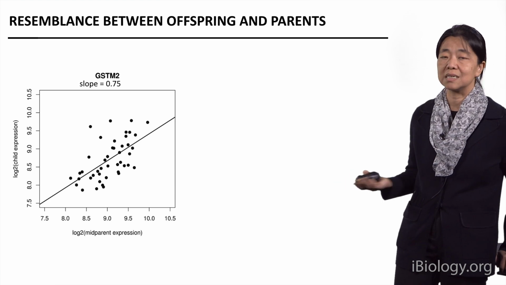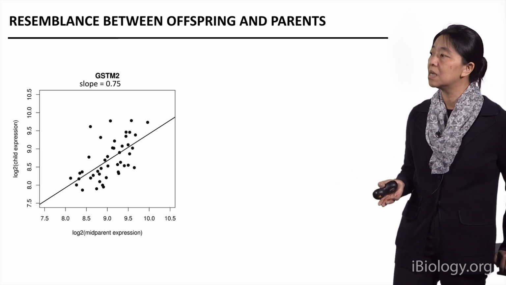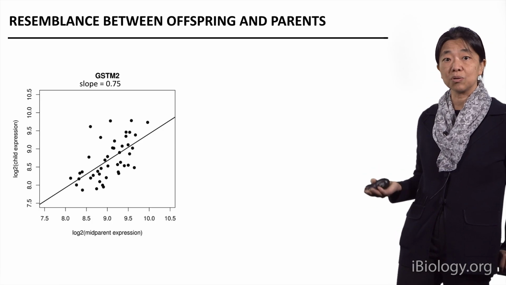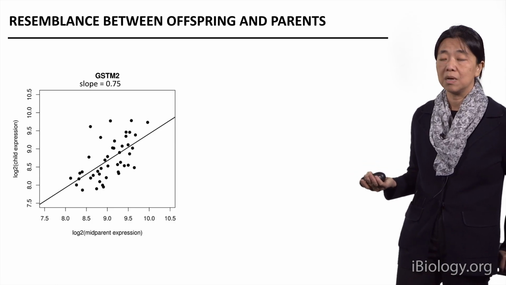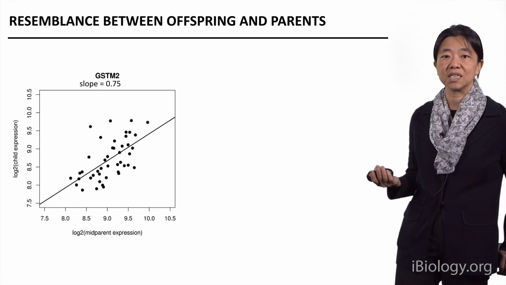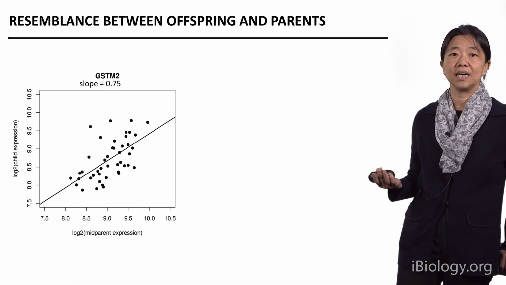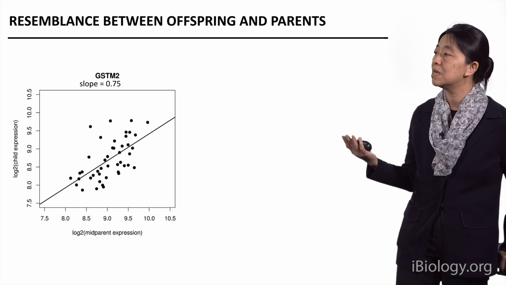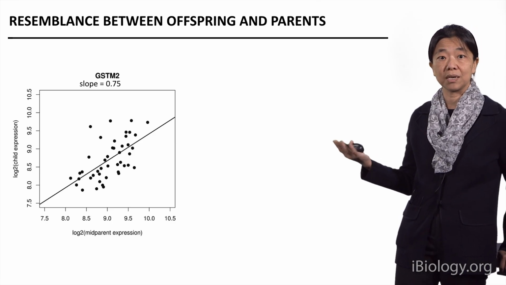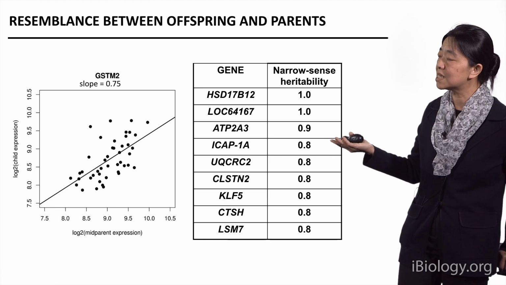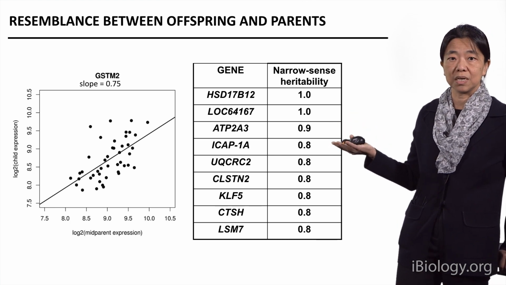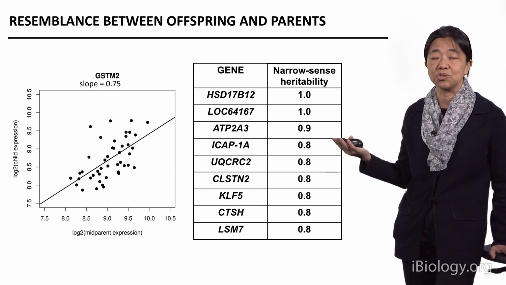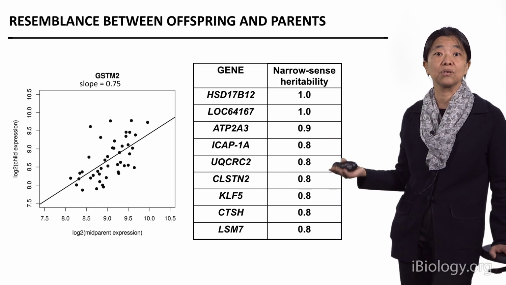On the horizontal axis is the average of their 2 parents. So we see individuals with low expression level come from parents who also have low expression level of GSTM2, whereas individuals who have high expression level of GSTM2 come from parents who have high expression level of GSTM2. As a result, when we look at the slope of this graph, we see a slope of 0.75, which is rather high. And we see an example here also listed of genes that have high heritability. We're certainly not saying that for these genes, the expression level is completely genetically controlled, but they certainly suggest that there is a strong genetic component.